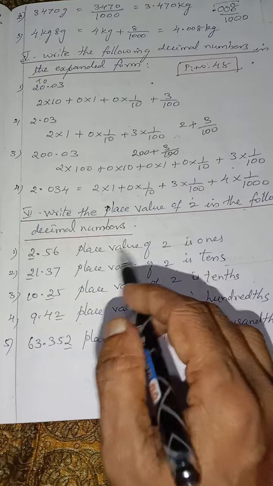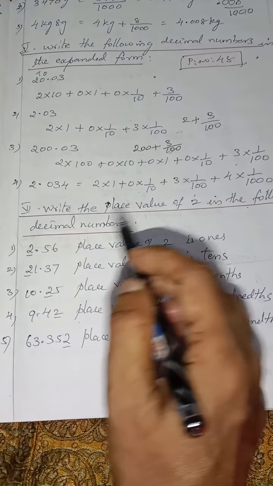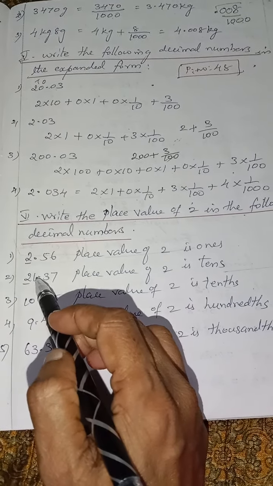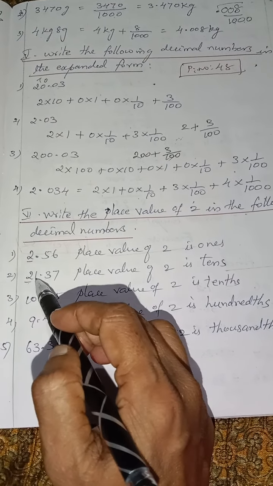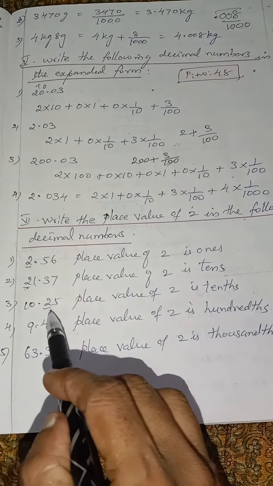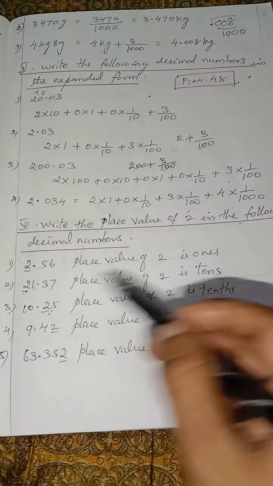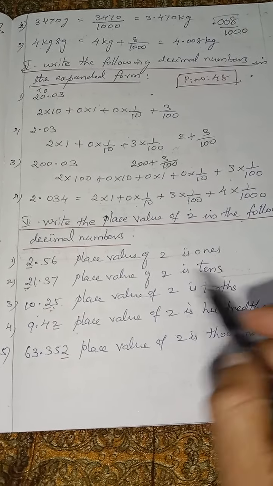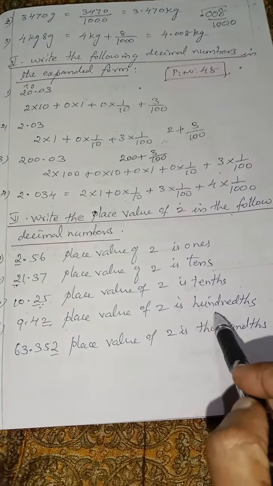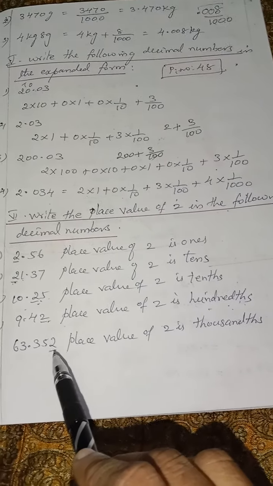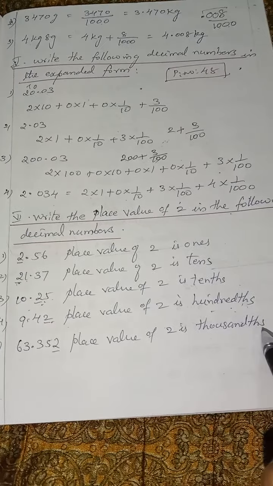Okay, the place value. Next, Roman number 6, they have given place value. So 2 is in which place? Ones place. In this 2, which place is this? Ones, tens. So this is in the tens place. And in this 2, after the decimal the first digit we say is tenths. The second digit is hundredths. And the third place we say is thousandths.